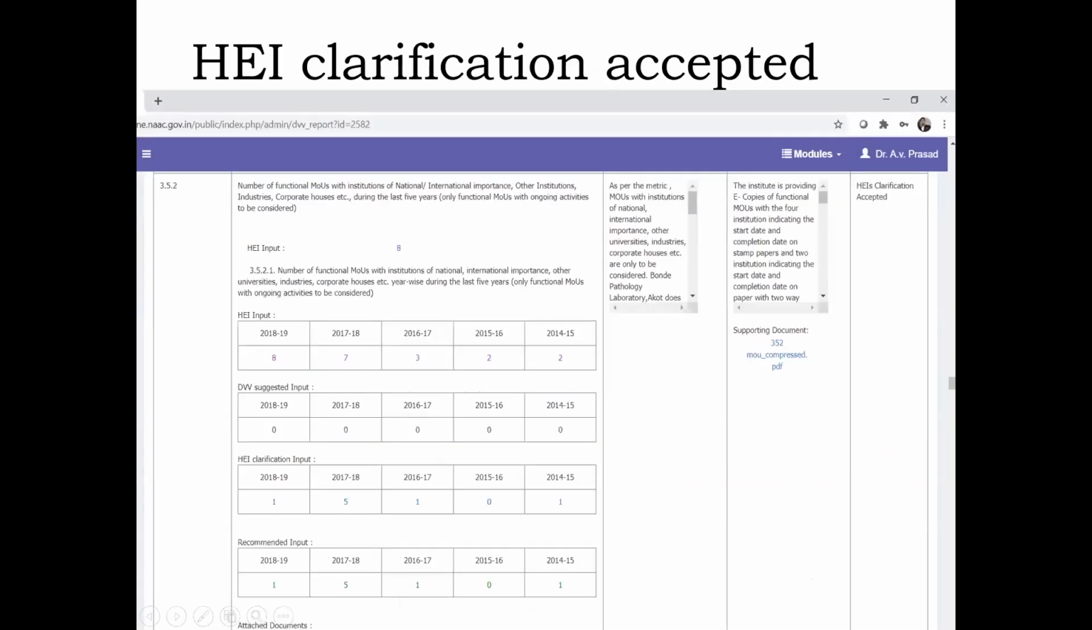Third important is HA clarification accepted. If you see here, the HA input was this. The DV recommended 0. Then again the HA clarified like this. They have given the supporting documents for that, and on that basis the DVV has given the recommended input. That means the HA clarification has been accepted.